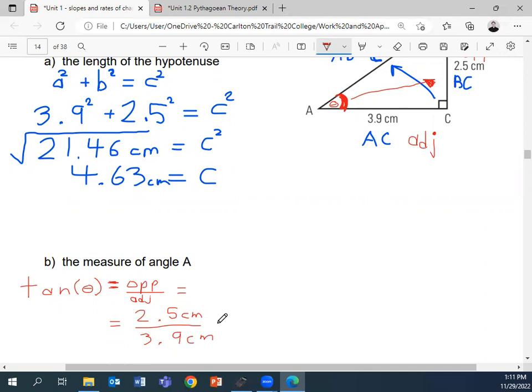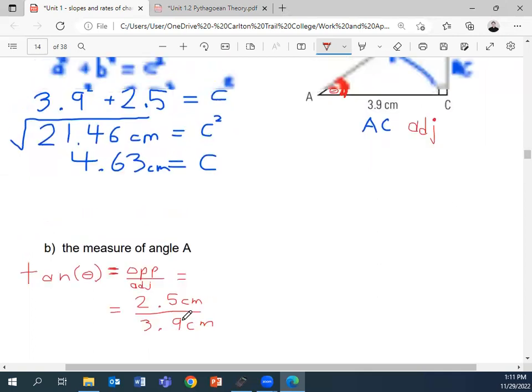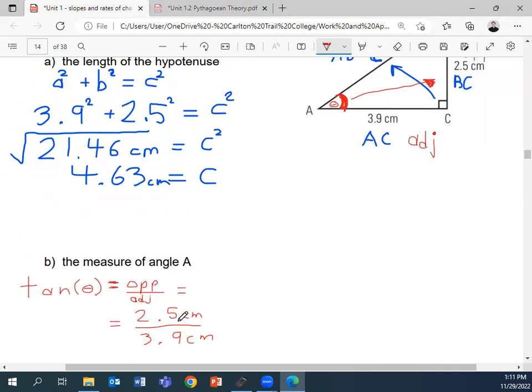Is that dividing by that? So not quite. 2.5 centimeters divided by 3.9 centimeters, that is not going to give me an angle. If you do that, you'll get like a 1 point something. This is not the angle. We need to use a special calculator thing to be able to get there. So tangent actually means something on your calculator. It's like a hidden weird formula within your calculator.